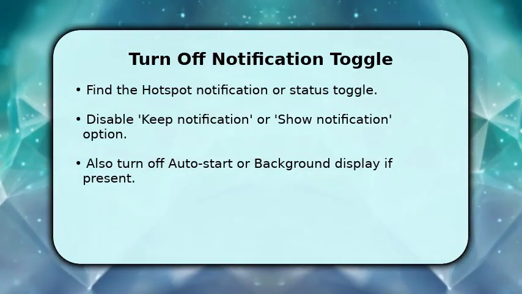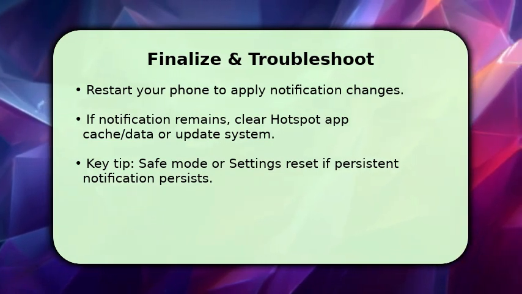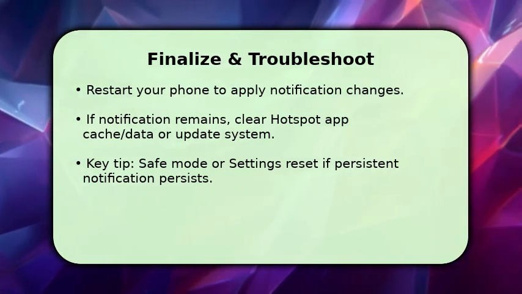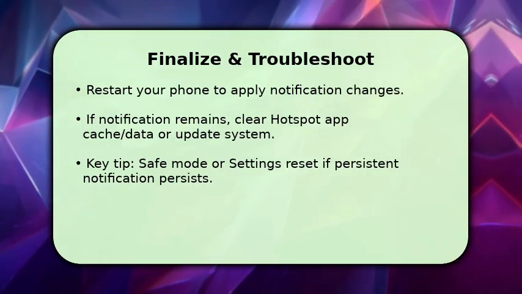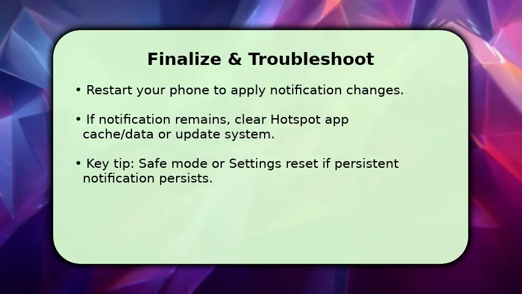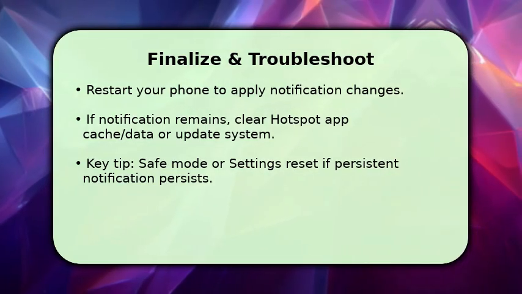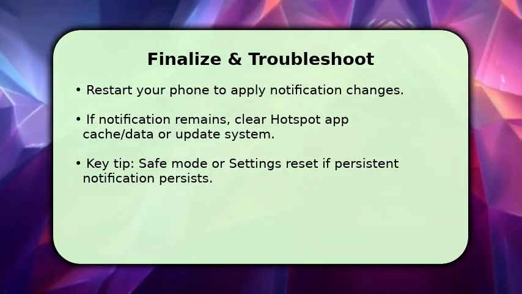Finish by restarting the phone so the system applies the new notification preference. That often clears the persistent indicator. If the notification remains, go to Apps, show System Apps, Mobile Hotspot, then clear cache or data and retry the toggle. Make sure system updates are installed because firmware handles notification behavior.